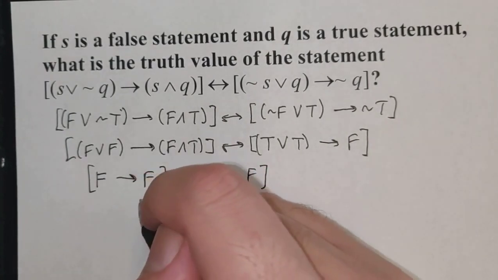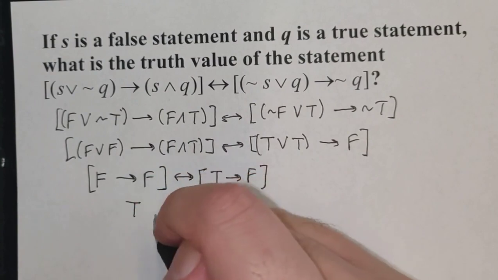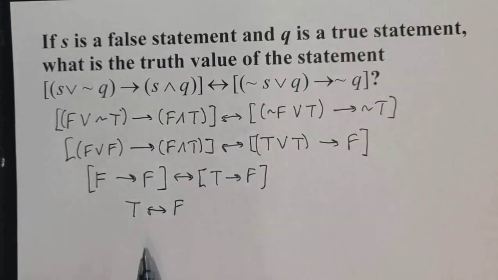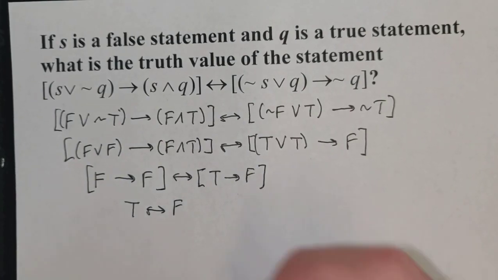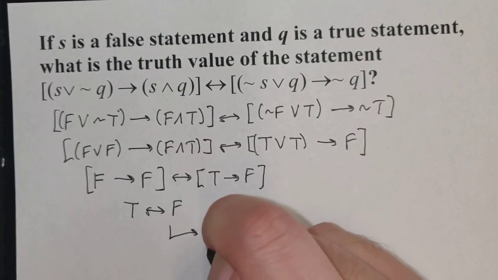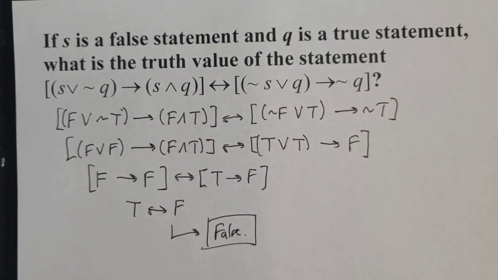So now we have false or false. False implies false, which is a true statement here. Again, it's vacuous. True implies false is false. Now, if you remember, we talked about the biconditional. The biconditional is only true when the truth values match, and they don't match here. So we know that at the end, this entire thing is going to be false. So this statement here should be false.